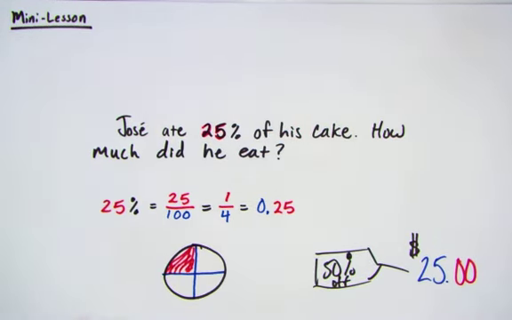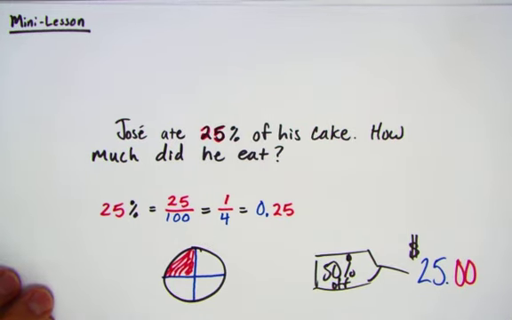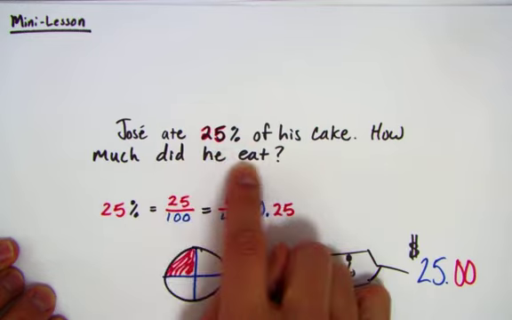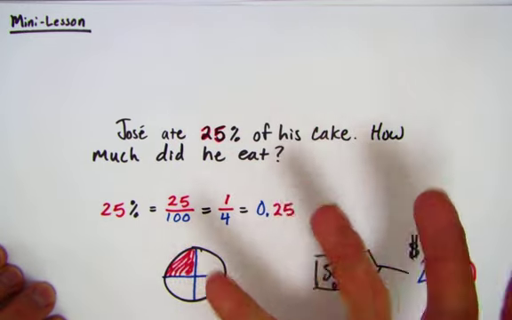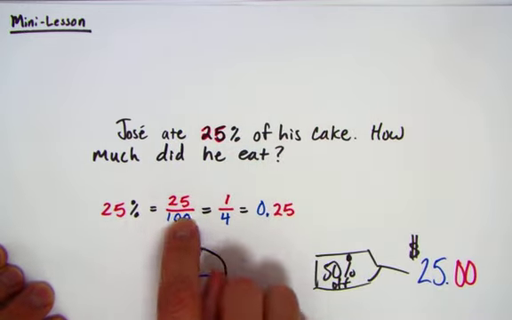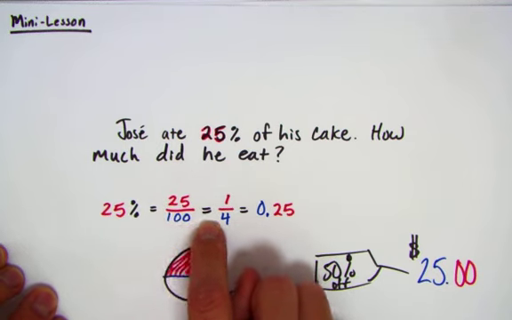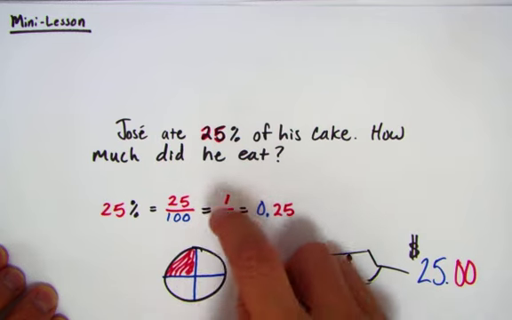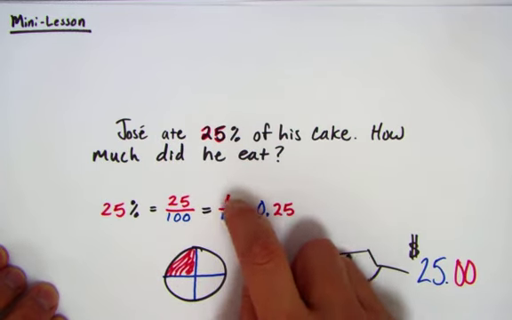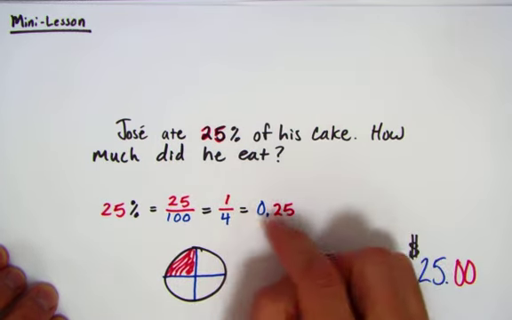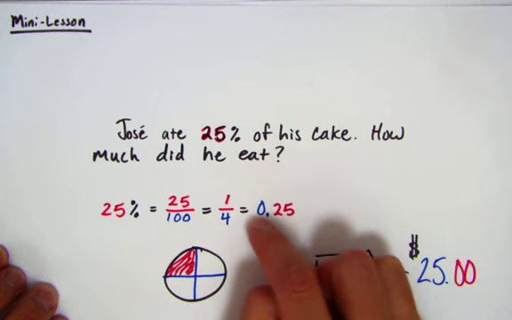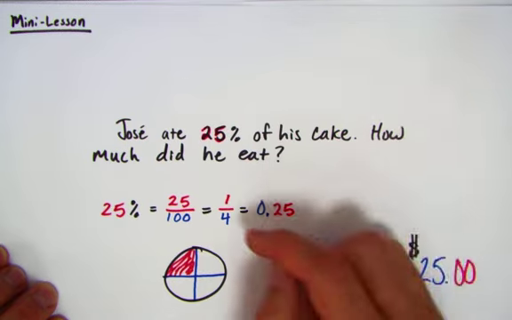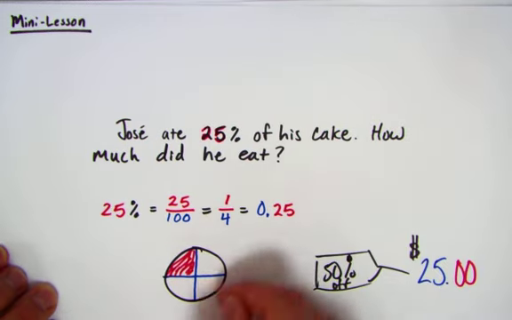Let's go ahead and review so you can stop the video here if you really understand it. Jose ate 25% of his cake. How much did he eat? Well, we can say that 25% is equal to 25 hundredths. And 25 hundredths is like a quarter out of $1. And that is the same as 1/4. And it's also the same as 25 hundredths in decimal form. So we could say that Jose ate 1/4 of his cake. And we drew a little picture here.